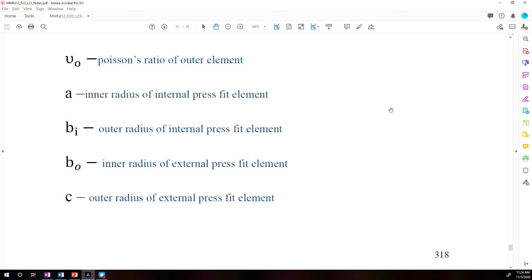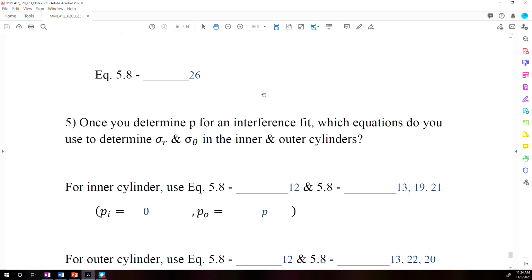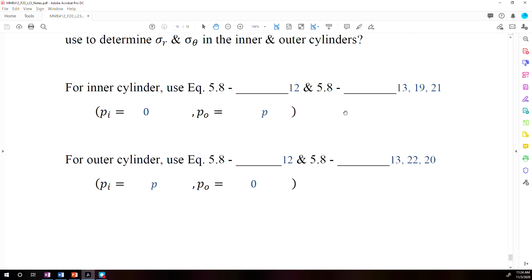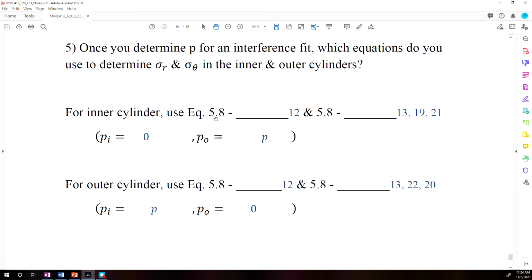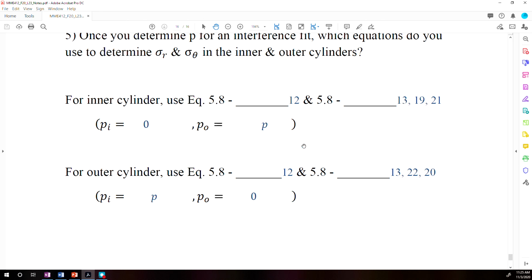And then the last parts: what equation should you use to determine the pressure for a press fit cylinder? You'd use equation 26. Once you have the pressure, how would you calculate sigma r and sigma theta? You'd use equation 12 for sigma r and equation 13, 19, or 21 for sigma theta. You use similar equations for the outer cylinder.